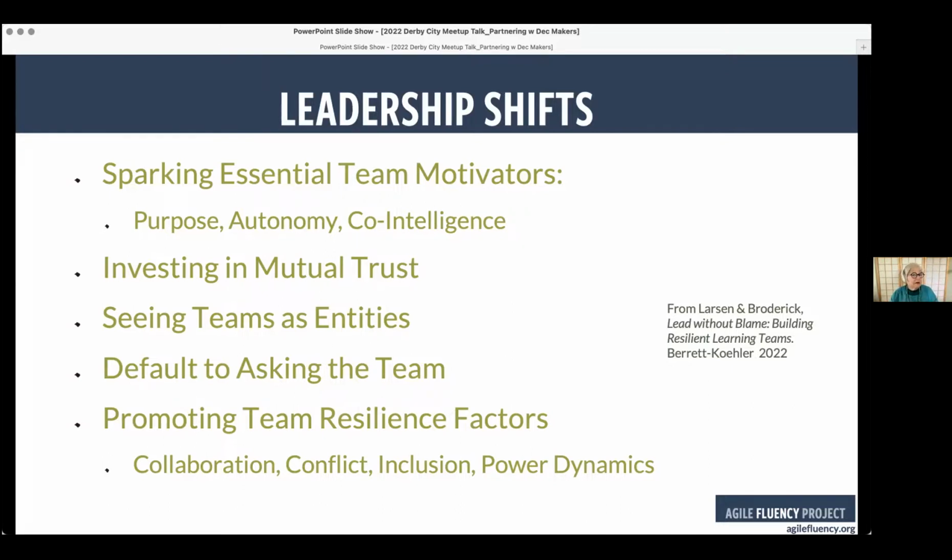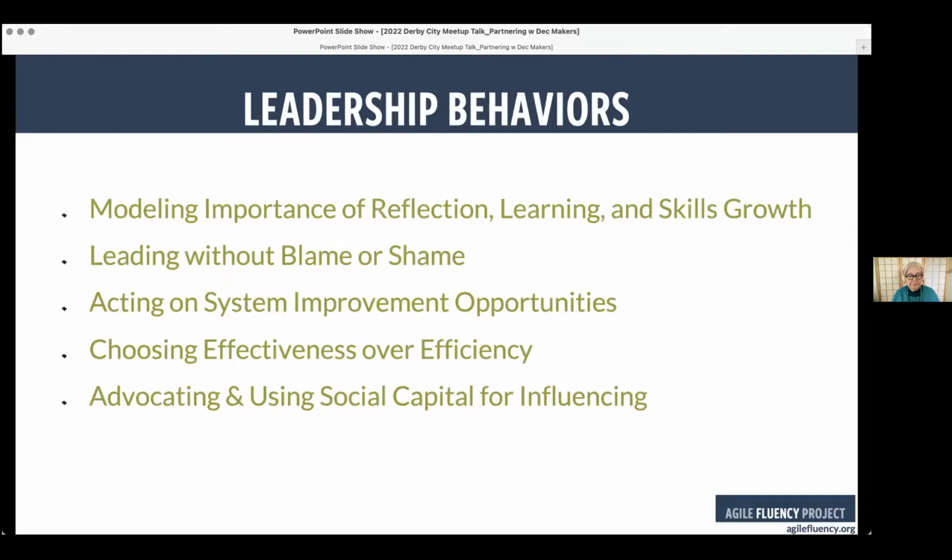We need to learn that the people closest to the work know most about the work. And rather than making assumptions, we need to start asking the teams what's going on, and then promoting what we call the team resilience factors. Those resilient learning teams: collaboration, ability to deal with conflict, inclusion, how to handle power dynamics. Those kinds of things are super important. And we need the leaders to lead the way on those.